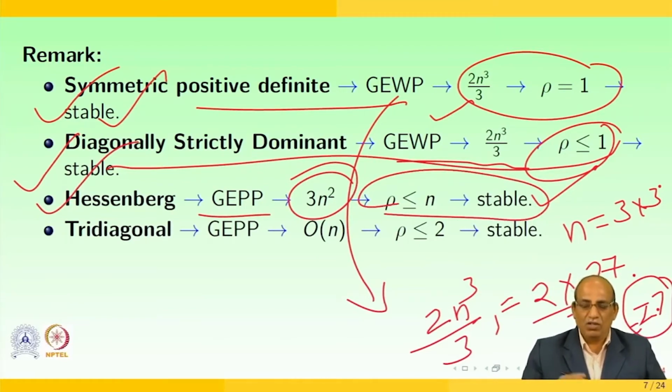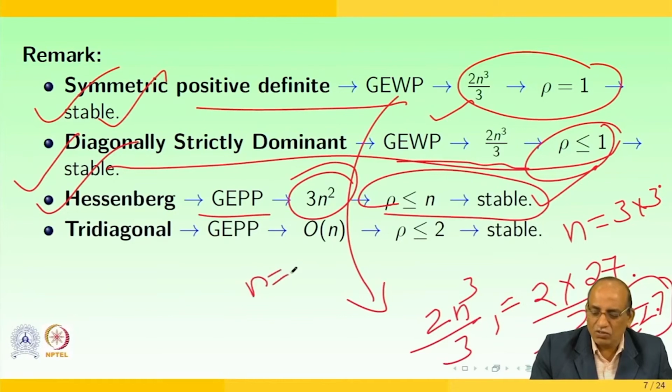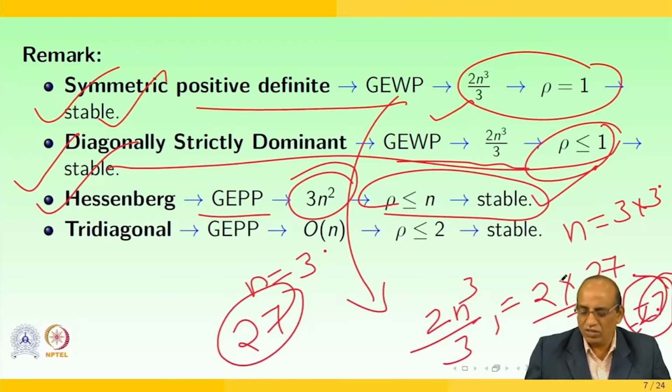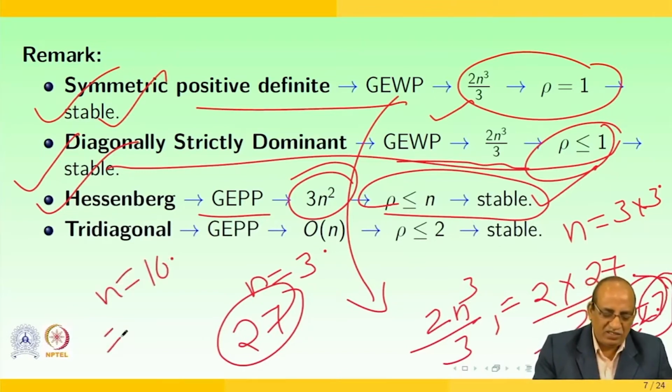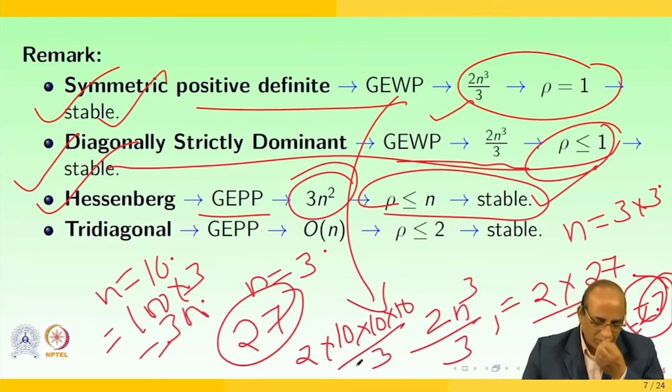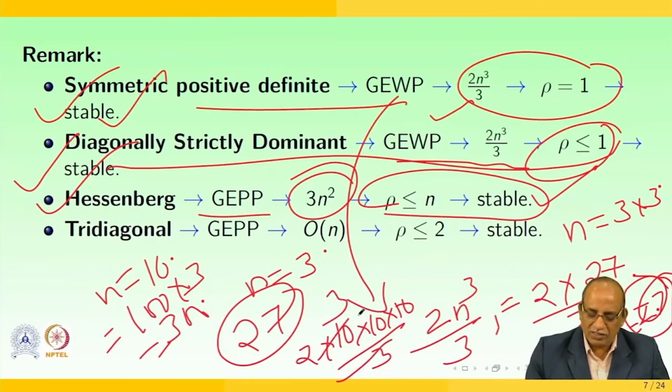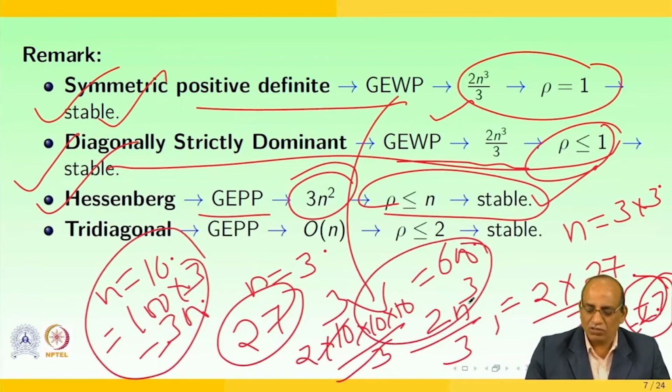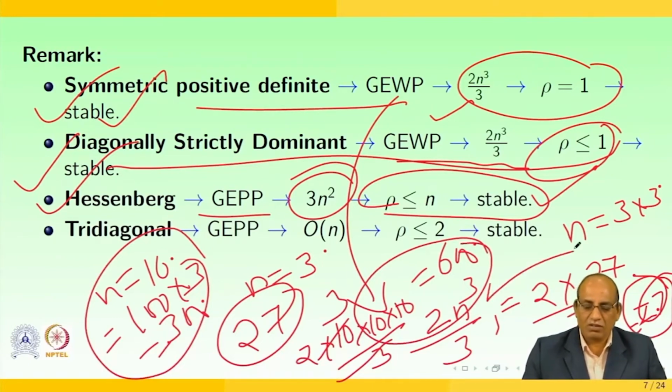It is a stable algorithm. So 3n squared, let's say n is equal to 3: 3 times 3 is 9, 9 times 3 is 27. Here also you do get 27. For n equal to 10, 10 times 10 is 100, 100 into 3 is 300, and in this case here it is 2 into 10 into 10 into 10 divided by 3, so about 600. See, here it is 100, here it is only 600. So that means a higher flop count is required in this case.